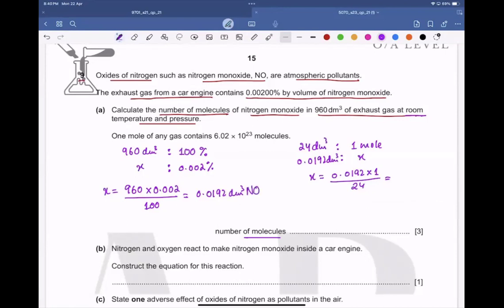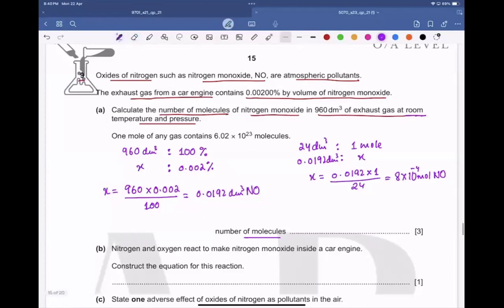It's the volume of NO. Now I'm going to find the moles of NO. Can anyone calculate this value and tell me the answer, please? Okay, it is 8 exponent minus 4 mole of NO.